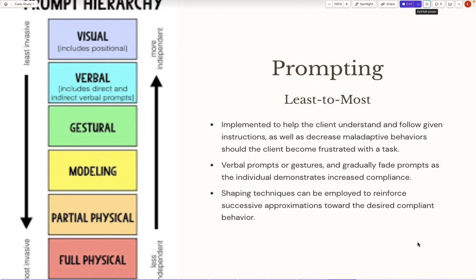Least to most prompting was used to aid the client increase independence with demand completion. Most often, in this case, verbal prompts or gestures were the only form of prompting required. But this was basically implemented to help the client understand and follow given instructions, as well as decrease the maladaptive behavior should he become frustrated with a given task.